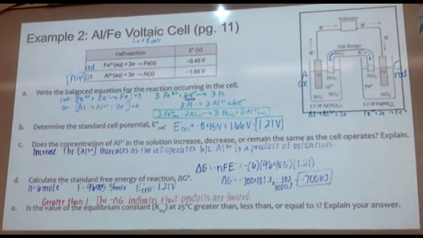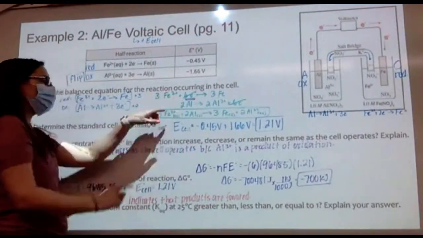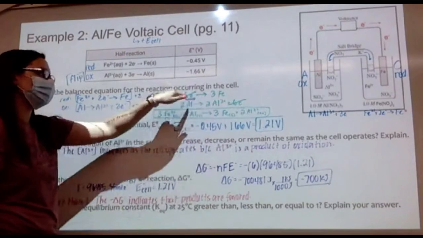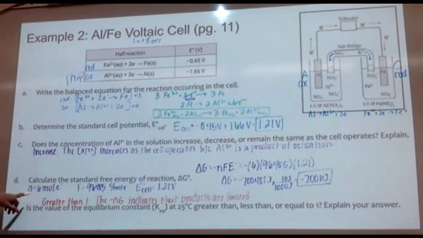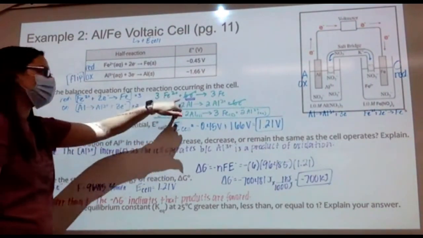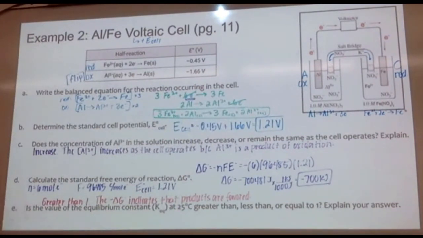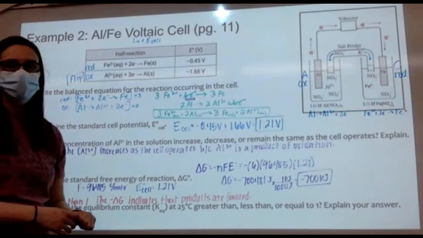Oh, so the 6 moles of electrons. So when you're canceling out electrons, you always need to make your electrons equal. Whatever number you make those equal, those are your moles of electrons that are transferred. And so since we crossed out 6 electrons, that's how many electrons were transferred between the 2 reactions. So that's where 6 came from.